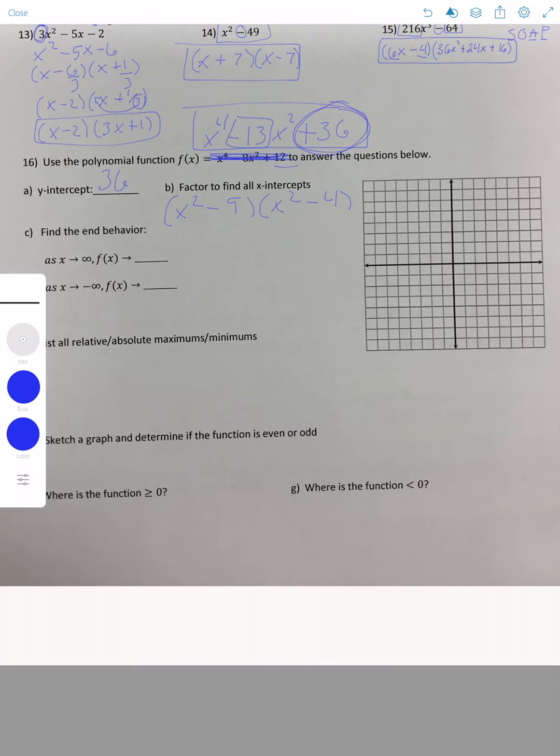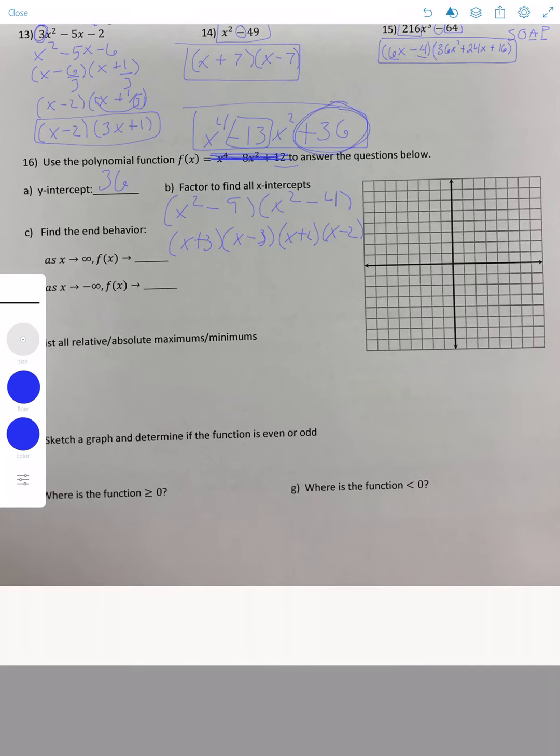So negative 9 times negative 4 is positive 36. Negative 9 and negative 4 added together is a negative 13. Now notice that these can be factored again. This x squared minus 9 is just a difference of squares, so this can be x plus 3 and x minus 3. That's a 3, it just doesn't look like it. Here, x squared minus 4 could be x plus 2, x minus 2.